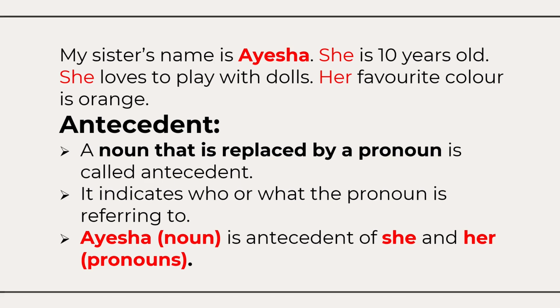If we don't give the antecedent, it would be impossible to tell who you're talking about, right? So if I had not mentioned the name Aisha, you wouldn't have known who I'm talking about, right? So you have to mention the name once. You have to mention the antecedent once.